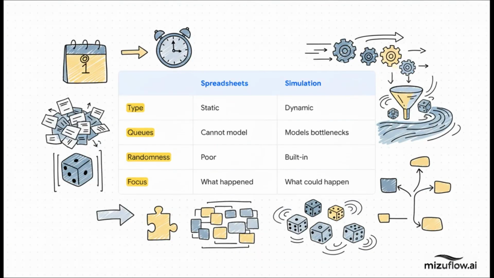And look, the difference between the old way and the new way is, well, it's night and day. Spreadsheets are static, right? They're a snapshot, a picture. Simulation, on the other hand, is dynamic. It plays out like a movie. Your spreadsheet has no idea what a queue is, like that pile of invoices waiting for approval. Simulation is built to model that. And randomness? The real world is totally random. Spreadsheets hate that, but simulation absolutely thrives on it. This flips the entire game from just showing what happened to showing what could happen.